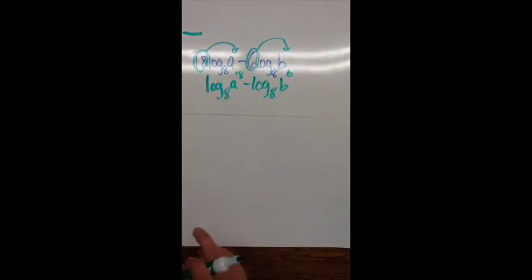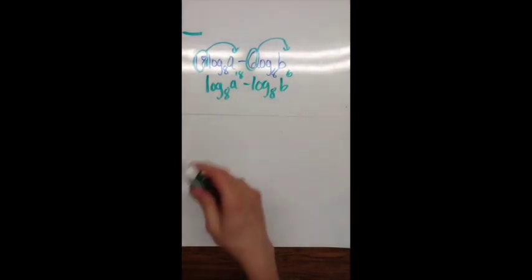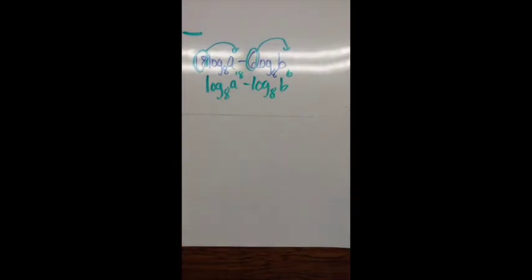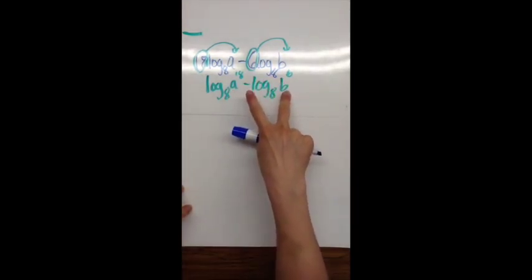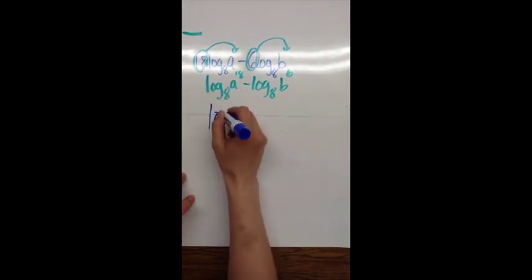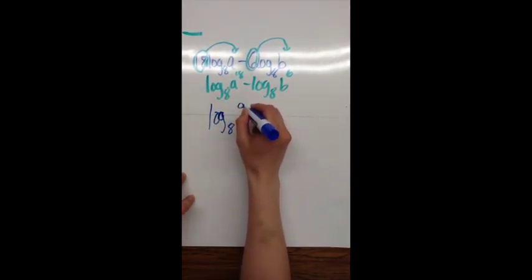Now, remember that our subtracting, I can write it as one log, but put a divide in between the of spots. So this is your of here, and this is your of here. So I'm going to have log base 8 of a to the 18th over b to the 6th.